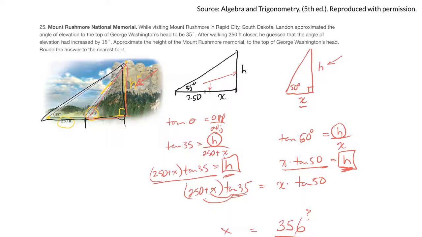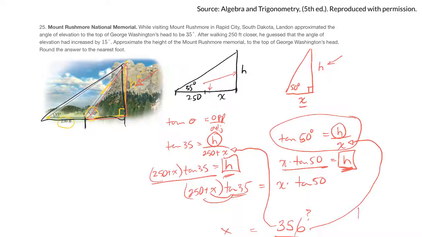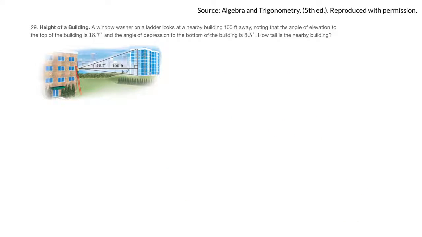So if you want to know what the height is, you're going to have to plug that x value back into either that formula or back into that formula. I'd probably do this one because it's a little easier. So it'd be tan of 50 is equal to h over 356. And then solve for h. Hopefully that helps you.